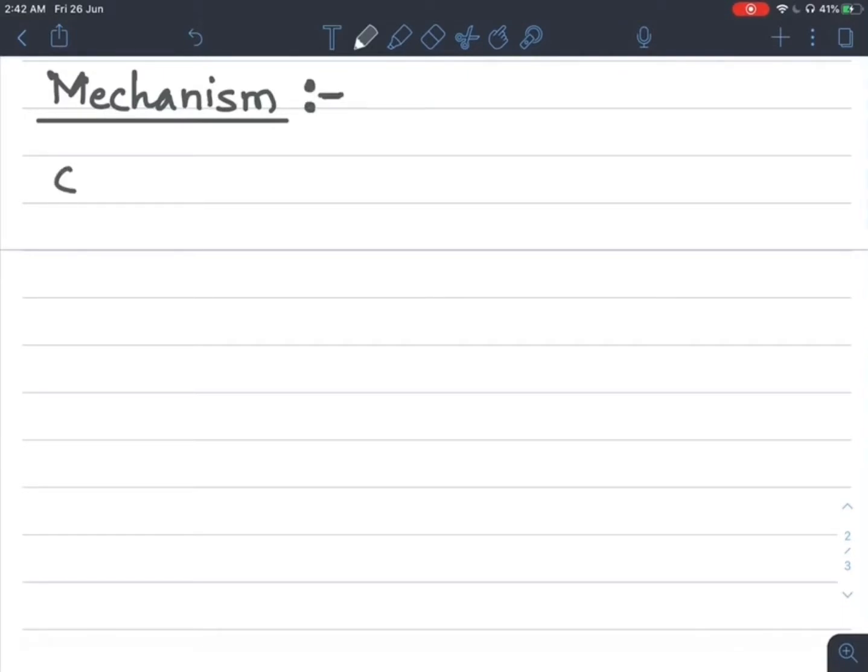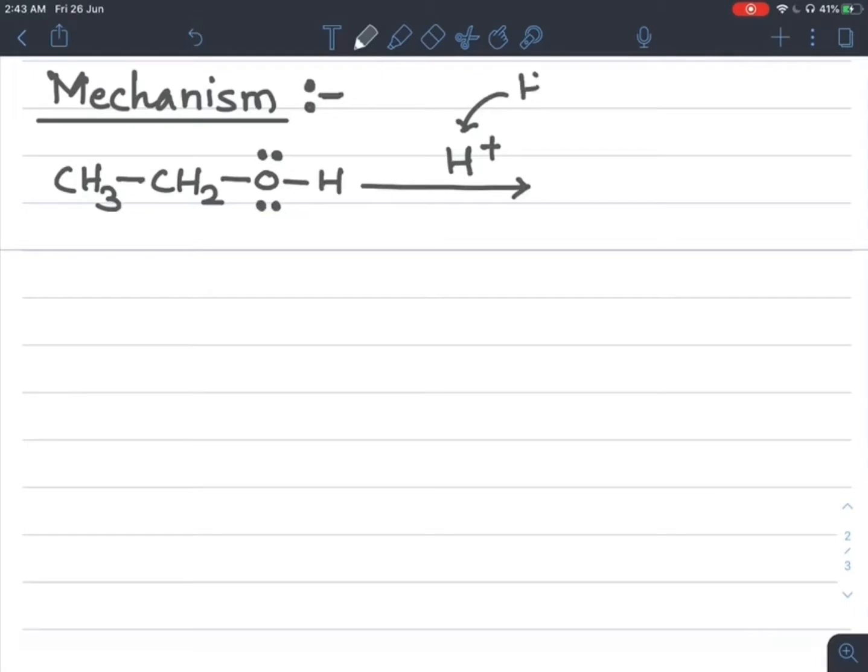So what is the mechanism? I can write this ethyl alcohol this way: CH3CH2OH. Oxygen always carries two lone pairs of electrons. Now when this alcohol comes in contact with H+ protons supplied by concentrated sulfuric acid. So the role of sulfuric acid is to supply H+ ions.